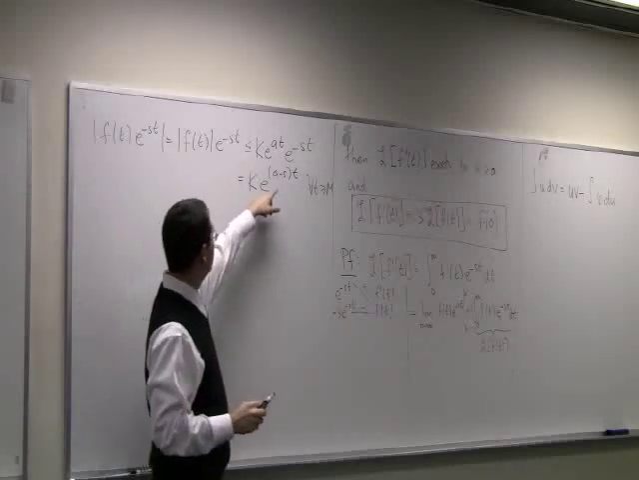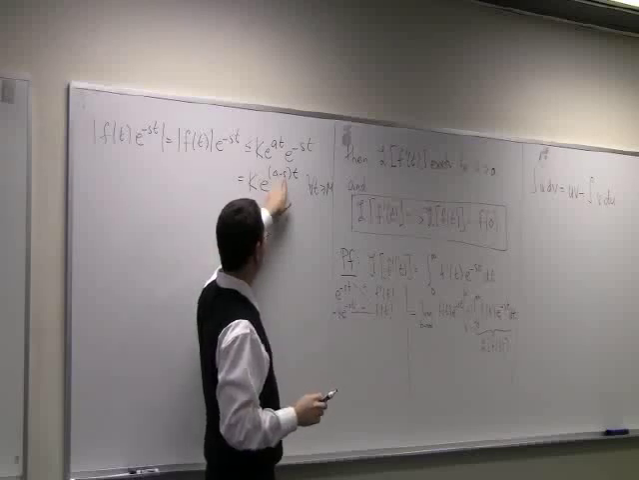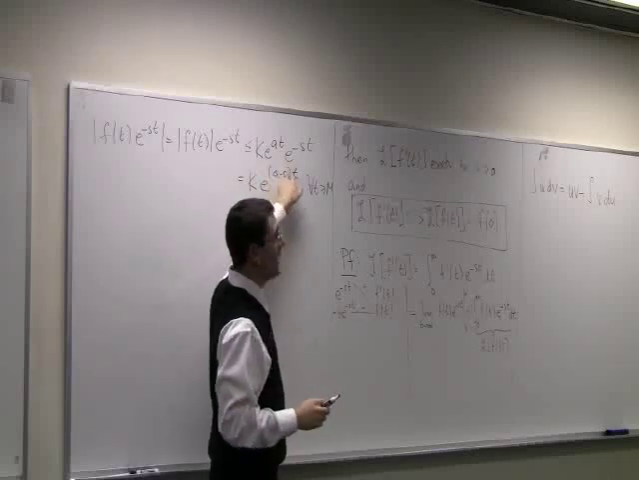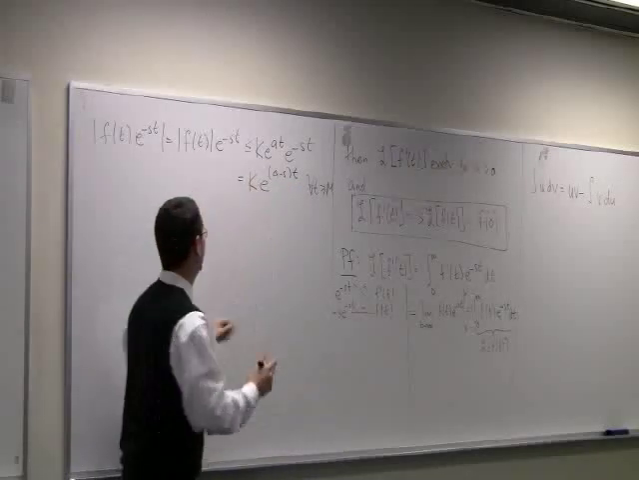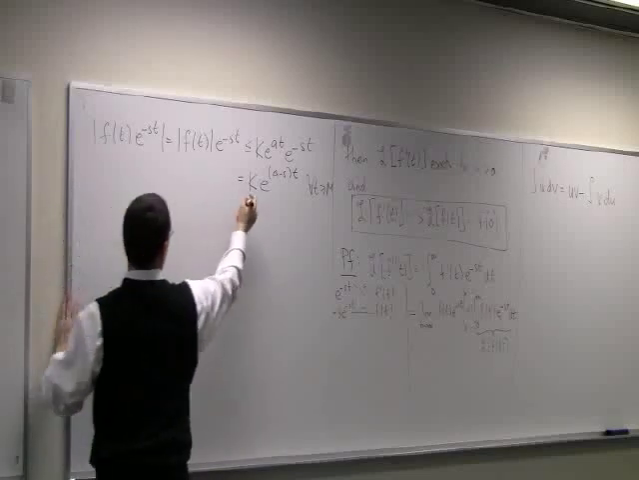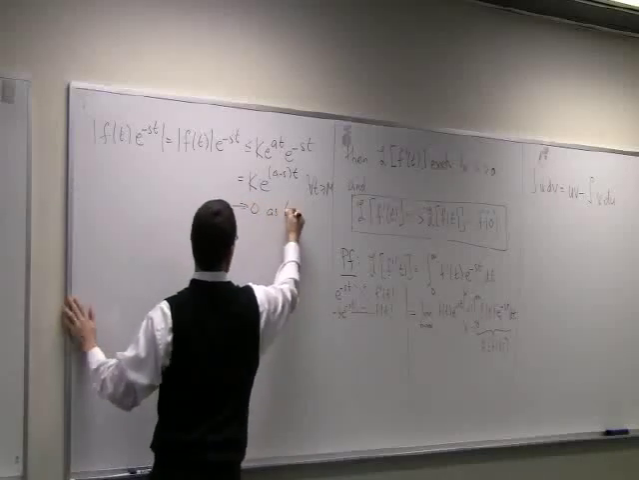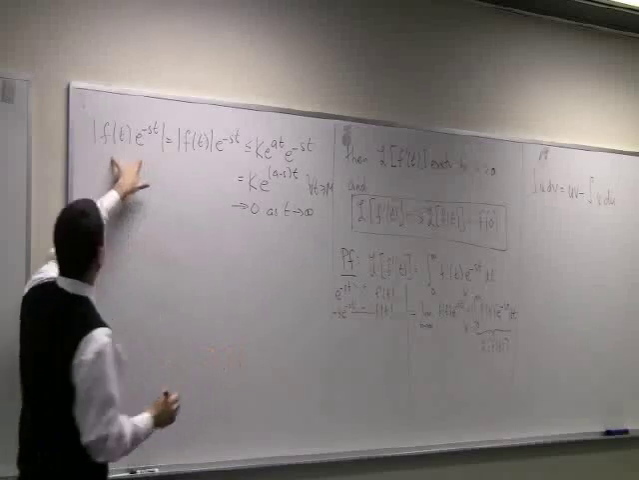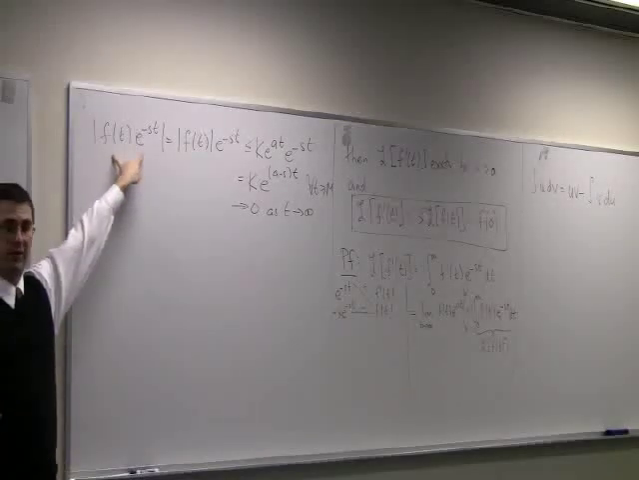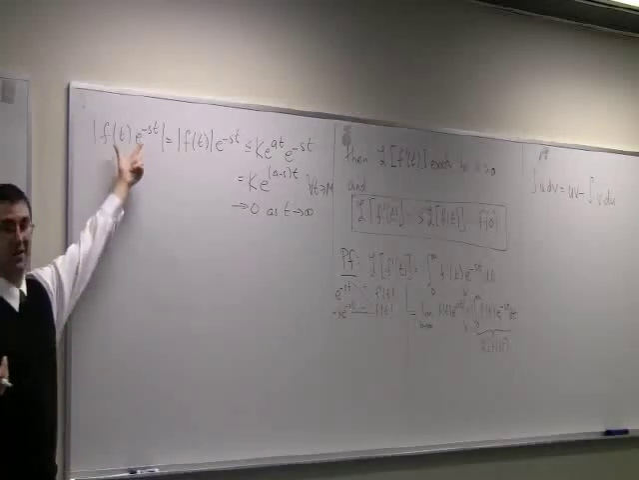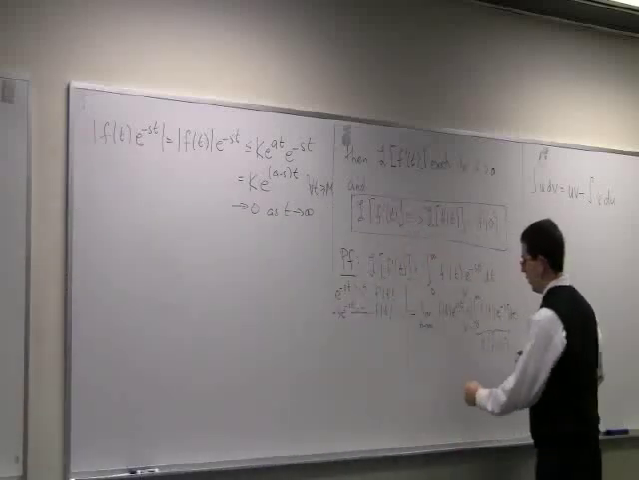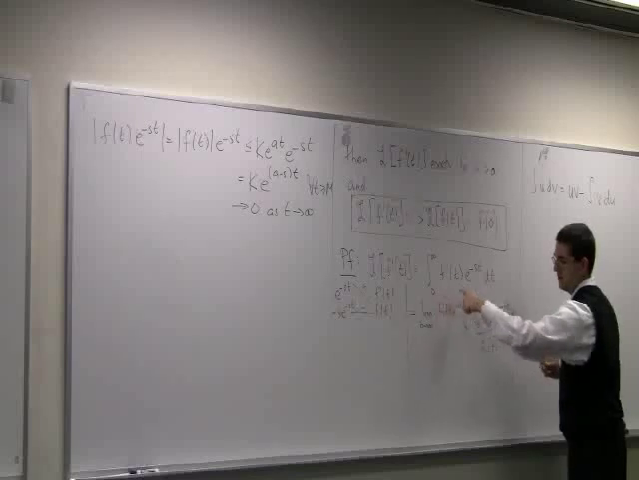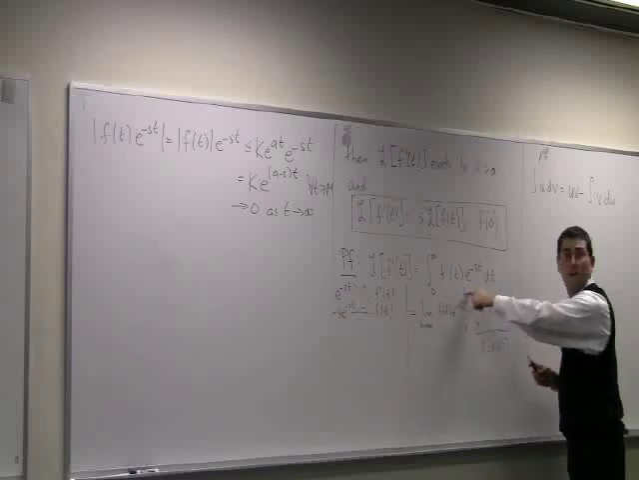So, for s greater than a, this is negative, which means as t goes to infinity, this is going to 0. So this goes to 0 as t goes to infinity. So then if the absolute value goes to 0, then of course the function itself must be going to 0. Okay, so that helps you with the b part of it.